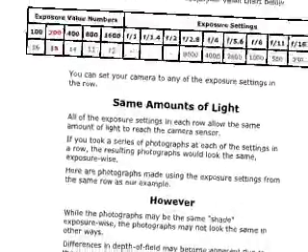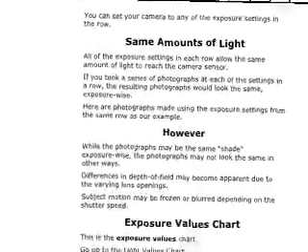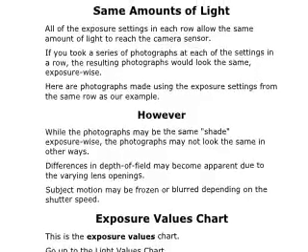I want to skip the F values, and I want to go to this area here. We're actually going to end on the exposure value at the bottom of the chart. So same amounts of light, all the exposure settings in a row. If you took a series of photographs each time when you're taking exposure settings, that's what I want you to do this week, so you can see side by side what the EV value does to a setting from 0 or -1, 0, +1.